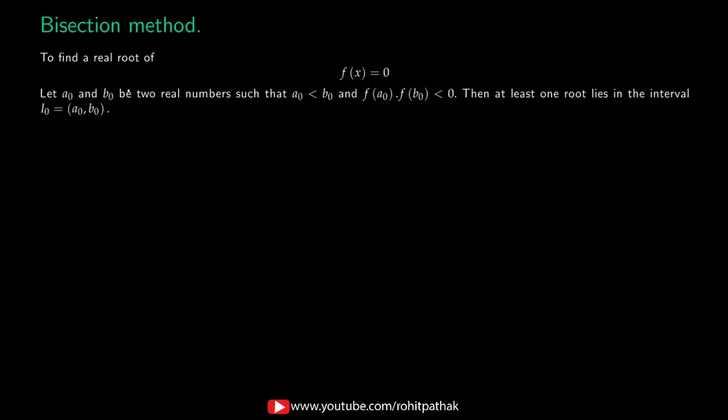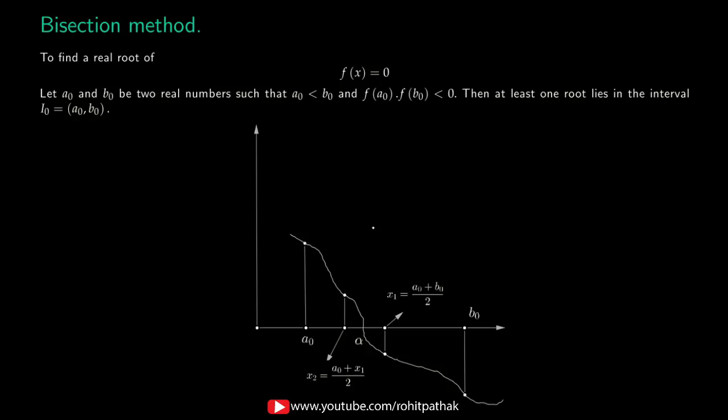Suppose a0 and b0 are two real numbers such that f(a0) times f(b0) is less than 0. This condition will ensure that there exists at least one root in the interval (a0, b0). Whenever you find an interval containing the root, then in bisection method, the idea is to bisect the interval. In this graph, you see alpha is the actual root.